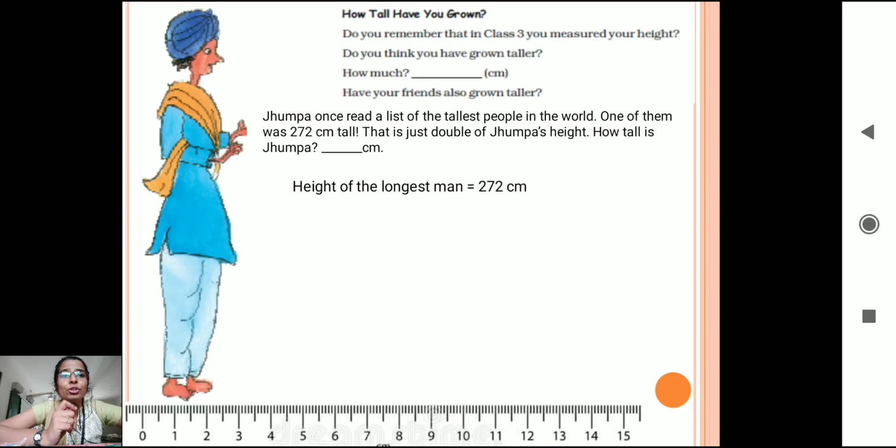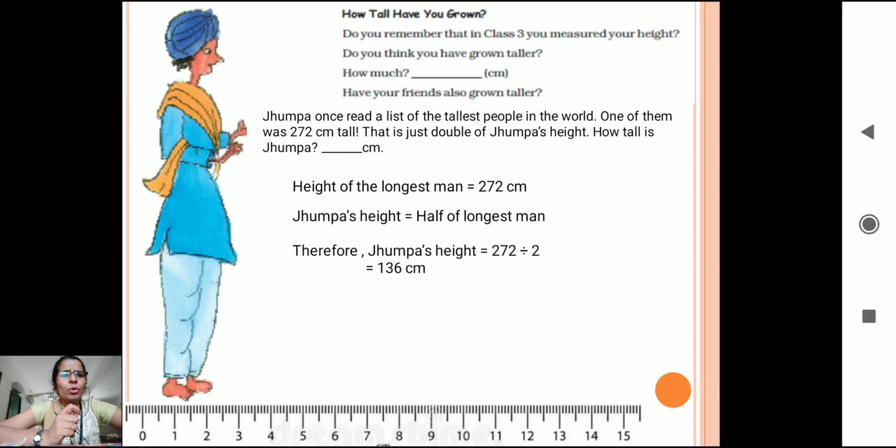Now see, height of the longest man is how much? 272 centimeter. Now we have to find Jumpa's height. So it will be half of this 272, because the longest man is double of Jumpa's height. Now Jumpa's height is half of the longest man. How will we do half? We will have to divide it by 2. That is 272 divided by 2.